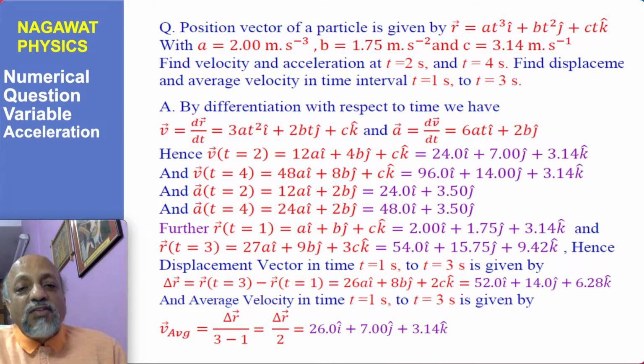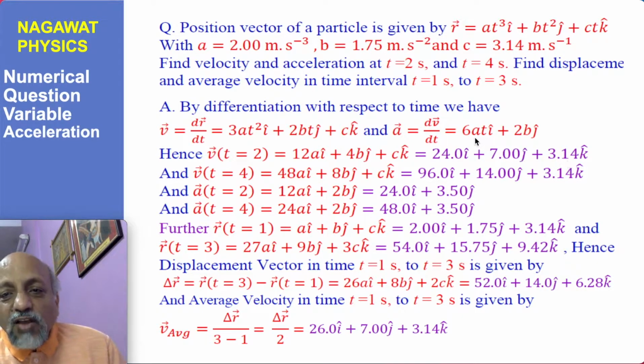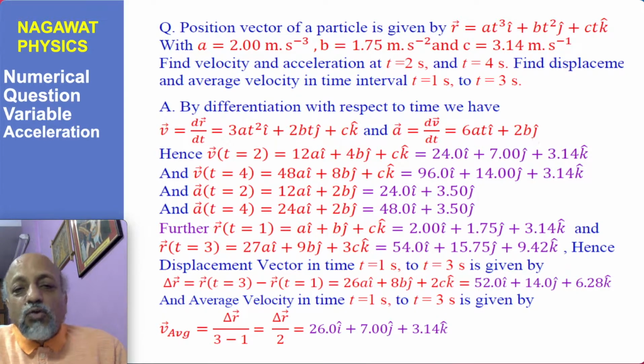And similarly, the velocity at t equal to 4 is obtained by substituting 4 for the value of t, and we get 96.0 i cap plus 14.00 j cap plus 3.14 k cap. And acceleration would be obtained by this expression, and acceleration at instant t equal to 2 is therefore equal to 24.0 i cap plus 3.50 j cap, and at t equal to 4 it is equal to 48.0 i cap plus 3.50 j cap. So it is very simple to obtain the velocity or acceleration at any instant if you know the expression of the velocity vector or acceleration vector as a function of time.